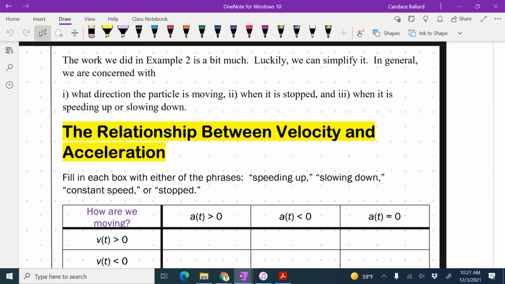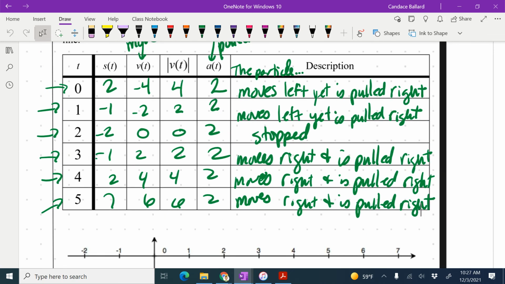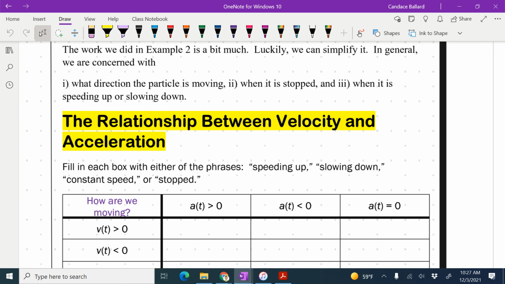All right. So yesterday we did this example too. It was a lot of work to do that. That was kind of a ridiculous amount of work, so much that we split it up, right? We don't want to have to do that work on every single problem, okay? To try to determine whether it's moving left or moving right, or speeding up or slowing down, or any of those things, okay? So what we want to look at is knowing what direction the particle's moving, when the particle stopped, and when it is speeding up or slowing down.